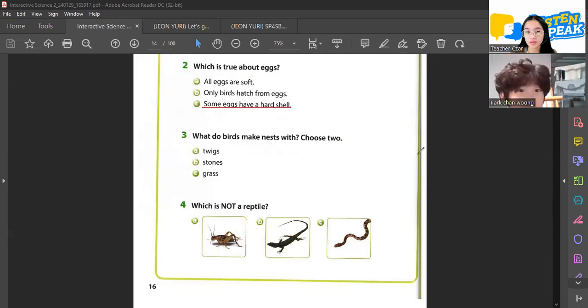Okay, let's have number three. What do birds make nests with? Choose two: twigs and grass. Very good. Twigs and grass.